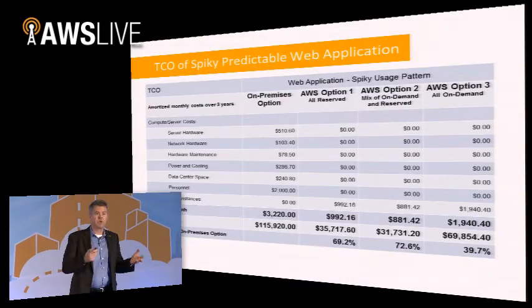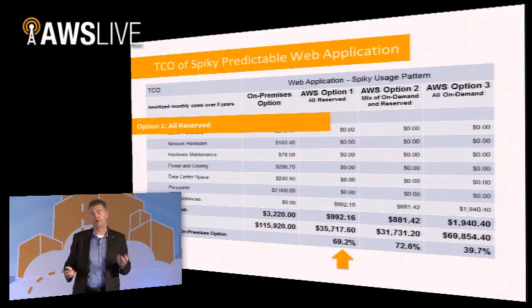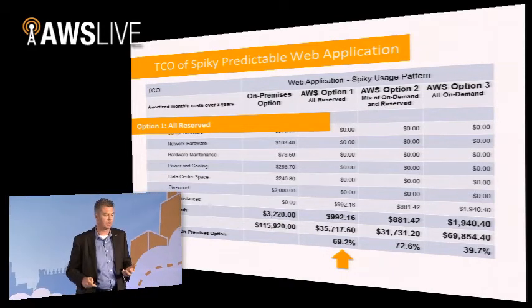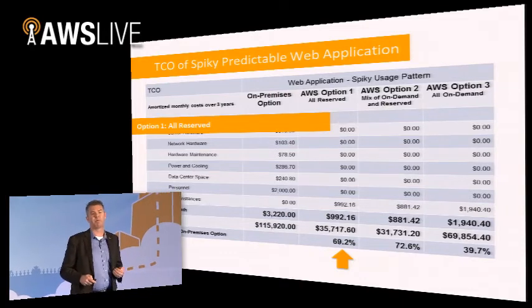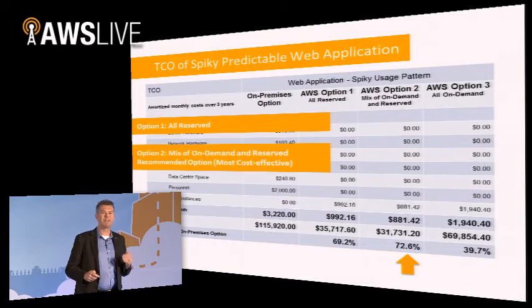In numbers, you can compare the on-premises solution to the 3 options again. The first option, which would be a pure unreserved instances, would actually end up costing you far more. So that's not something you'd want to do, even though you could still probably save money more than an on-premises solution. But the real savings comes in using a combination.